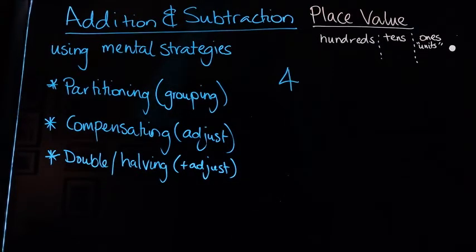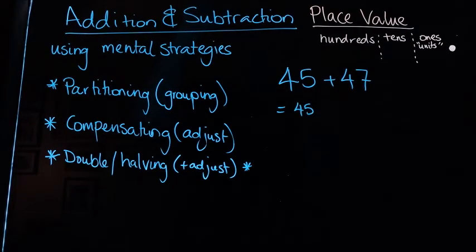Let's try another one. I've got, let's make this up, 45 plus 47. What I want to use here is the doubling method here. I look at this and I'm just going to write it out. I realize we're working on mental strategies, but I'm trying to document what I'm doing here. So 47 is 45 plus 2.